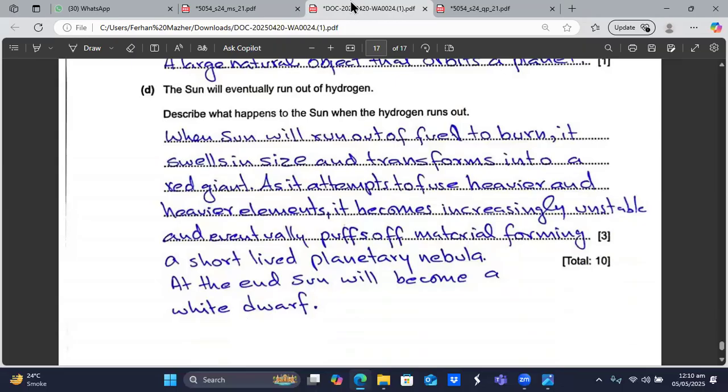So when the sun runs out of fuel to burn, it swells in size and transforms into a red giant as it attempts to fuse heavier and heavier elements. It becomes increasingly unstable and eventually puffs off material, forming a short-lived planetary nebula. At the end, the sun will become a white dwarf. So I hope you remember this.